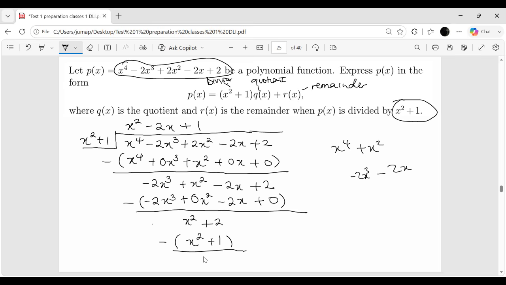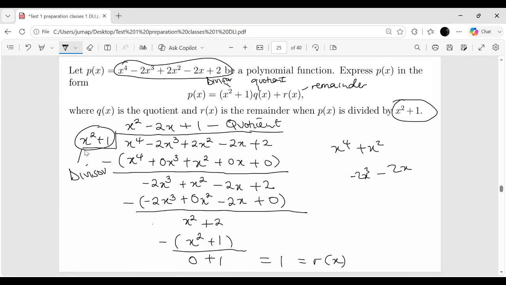As a result, x squared minus x squared is 0. Then 2 minus 1 is going to be equal to plus 1. So meaning that here we have 1, so 1 is our remainder. And then what we have gotten here is the quotient, and this is the divisor.